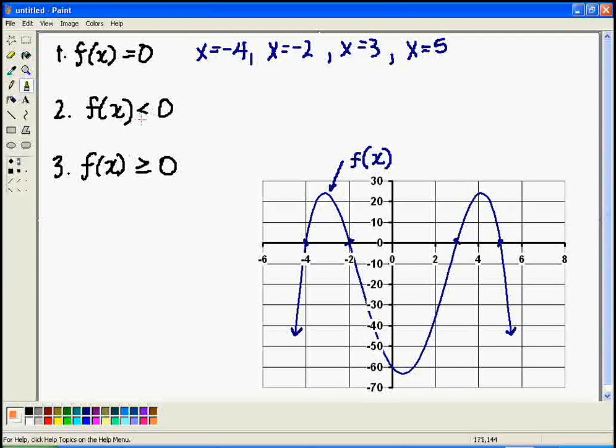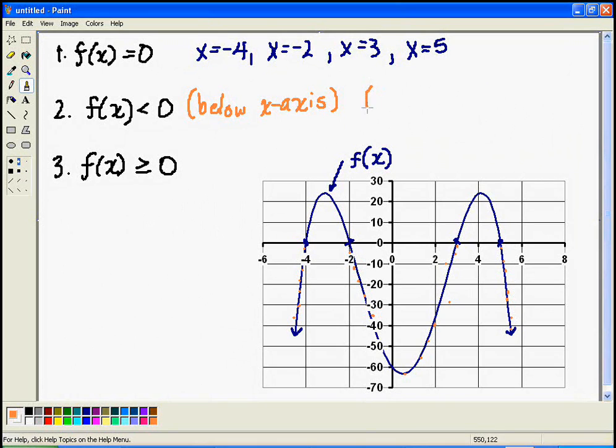When is f of x less than 0? That's just the fancy way of saying below the x-axis. So when does our blue line fall below the x-axis? Well, it falls below the x-axis here, here, and here. So 3 different intervals. So I'm going to report all 3 of those.